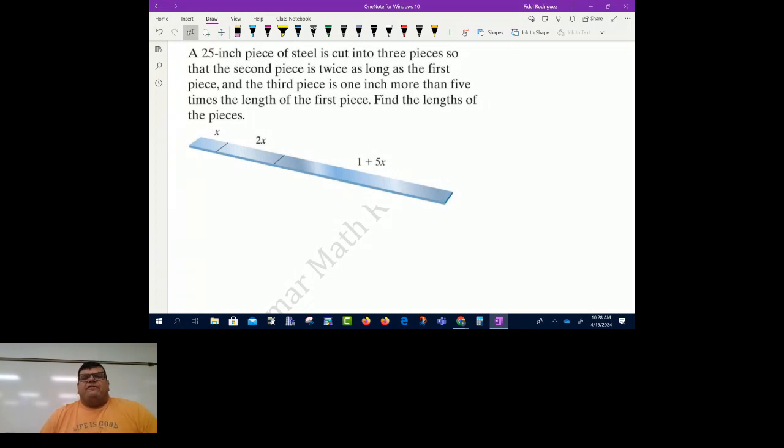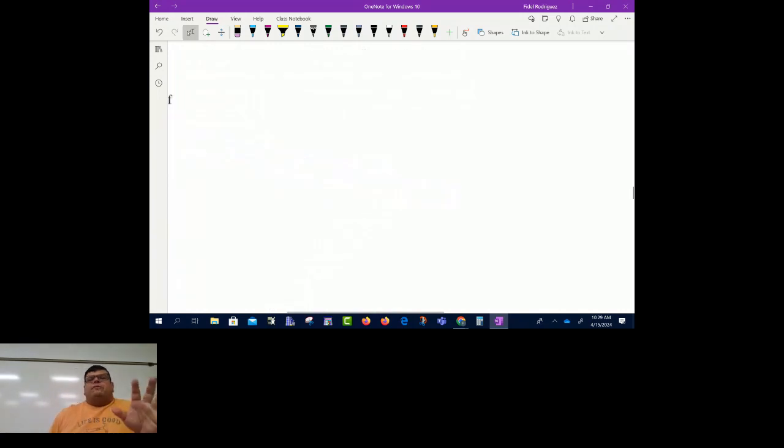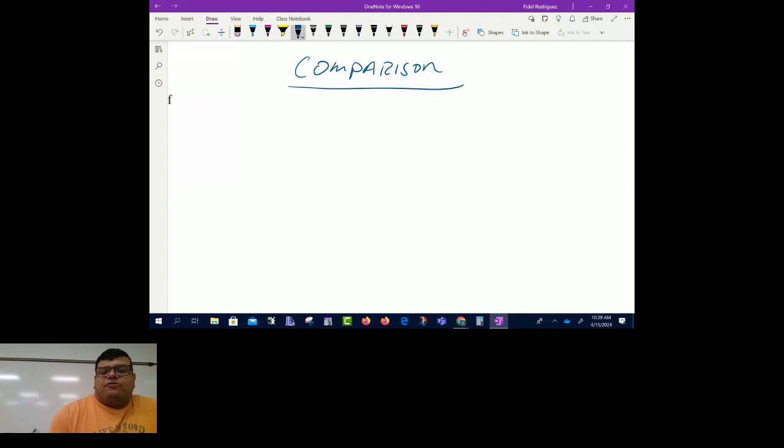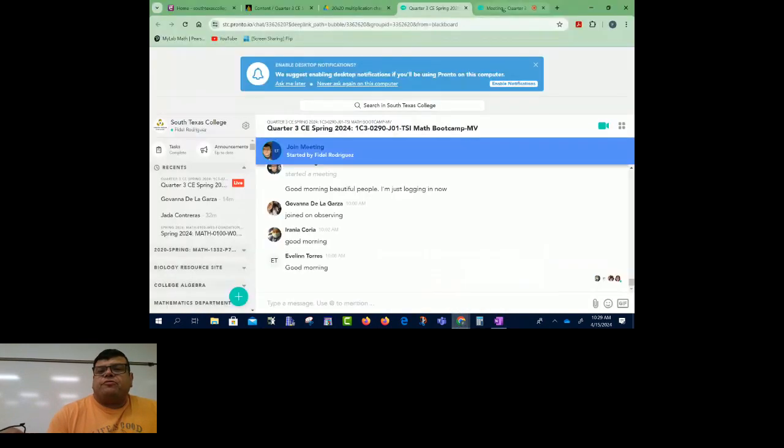It says a 25-inch piece of steel is cut into 3 pieces. The second piece is twice as long as the first piece, and the third piece is 1 inch more than 5 times the length of the first piece. Find the lengths of the pieces. Okay, y'all, before we do that, let's do this. In all of these word problems, y'all, there's always going to be some kind of a comparison.